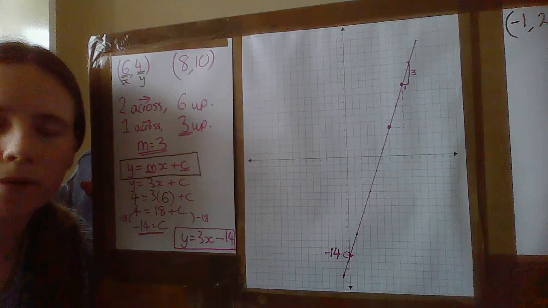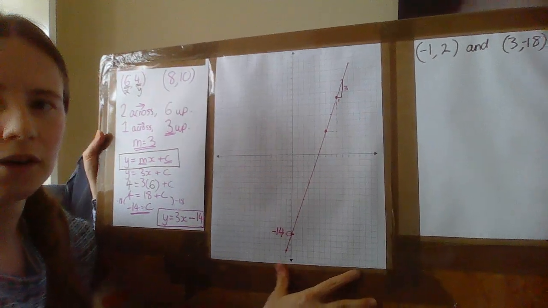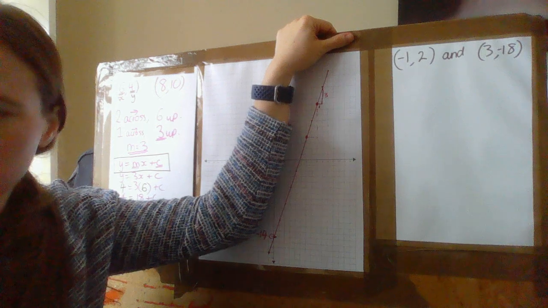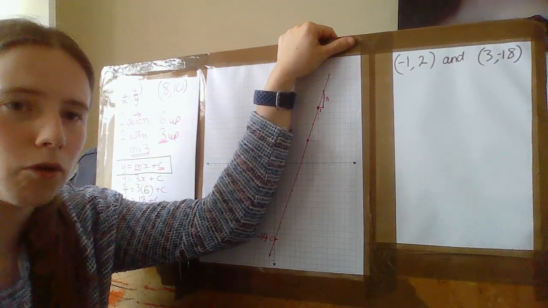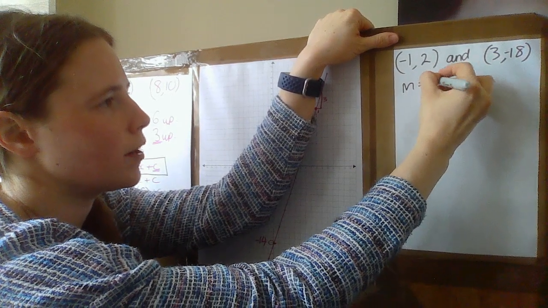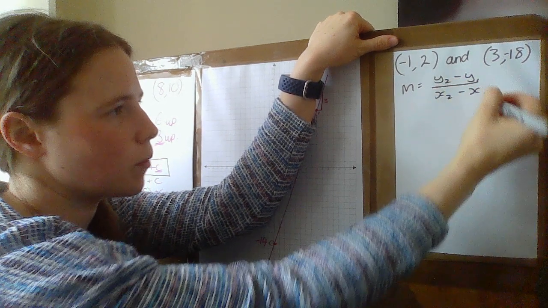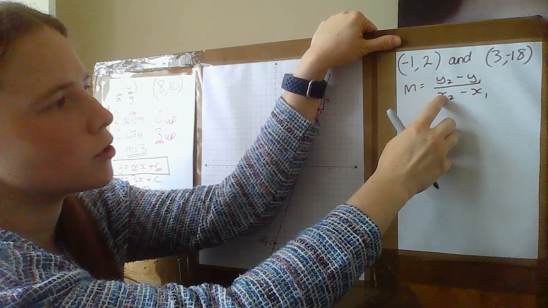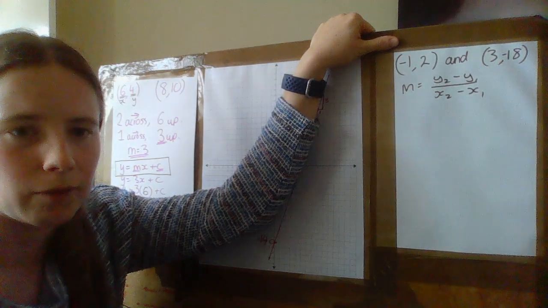I'm now going to do a second question. Given two coordinates, I'm going to find out what the gradient and then the equation is. Okay, so for this one, I'm going to use a slightly different method for finding gradient, but you can keep using the across and up and down one if you prefer. I'm going to use y2 minus y1 over x2 minus x1. Now, this method is fine as long as you make sure that your y2 and x2 are from the same coordinate and your y1 and your x1 are also from the same coordinate.